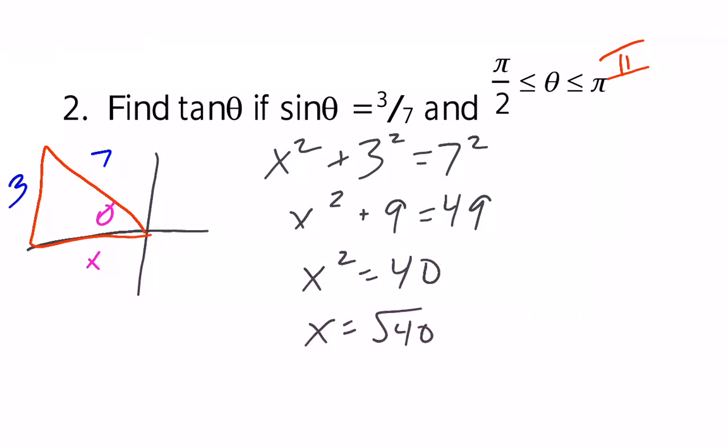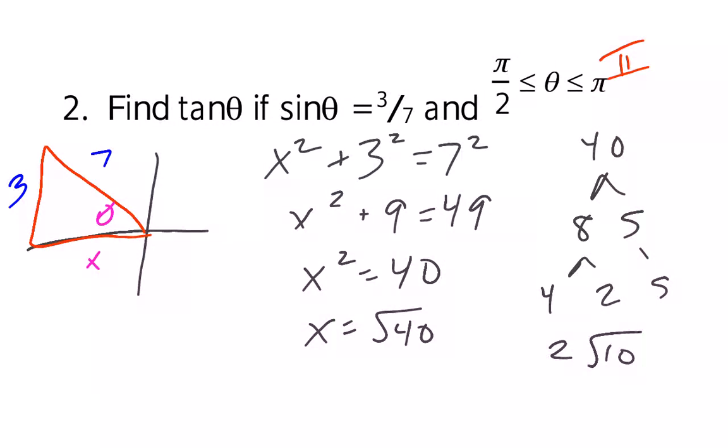Now we do need to simplify this. OMG factor trees. I see that as 8 times 5, which is 4 times 2. And 4 is a perfect square, so I could take this out as 2 square root of 10, because 4 is really 2 times 2. So I take out a pair of 2's and I'm left with a 2 and a 5 underneath. So x is equal to 2 square root of 10.